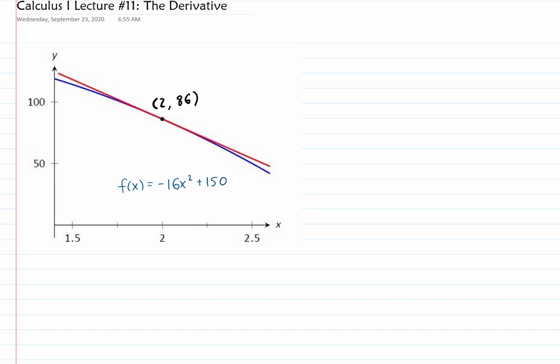Where am I getting the 86 from? Let's see if you remember that. The x value is 2, so I plug that into the function, and I get f of 2, which comes out to be 86. Okay? What I'm going to do is I'm actually going to write there f of 2.